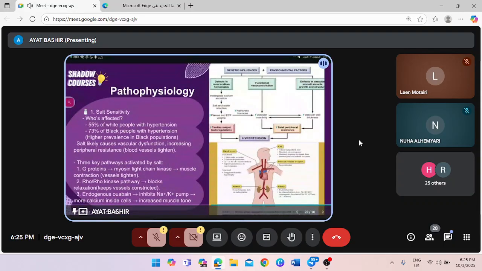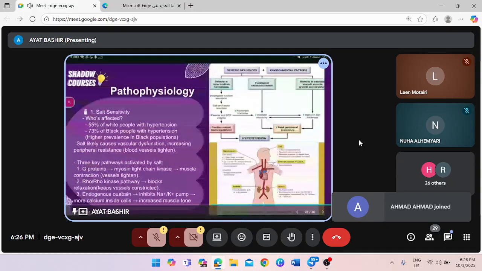So let's move to the pathophysiology of blood pressure. We have, you can say, three main reasons for this blood pressure. First, salt sensitivity. Who will be affected more? As what we say, black people more, 73. They have a high prevalence in the black population. Salt can cause vascular dysfunction and increase the peripheral resistance. So this all will lead to hypertension.